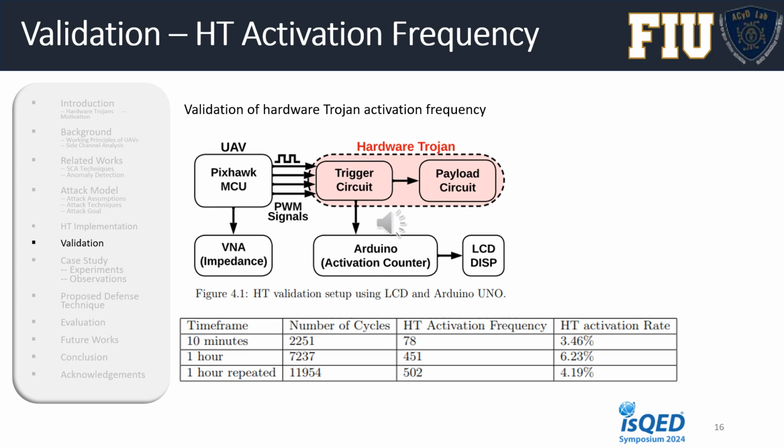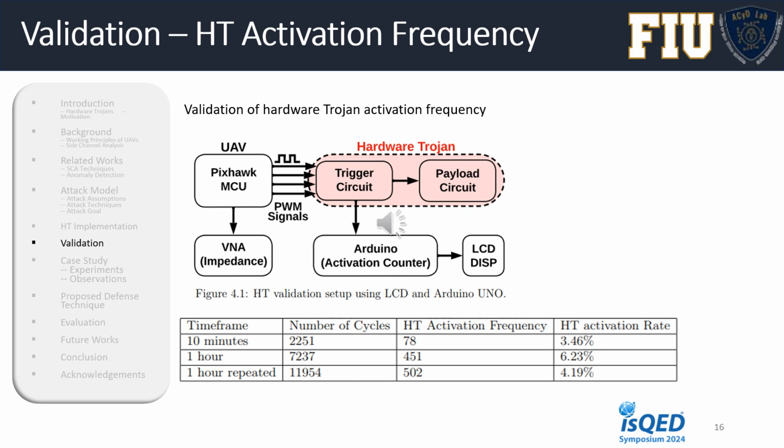So we tested this for different time frames. We tested it for 10 minutes and 1 hour, and then we repeated it again for 1 hour just to make sure that the values are correct. For 10 minutes, there was a total of 2,251 cycles, and there were 78 times in which the hardware Trojan was activated within those cycles. The activation rate is basically 3.46% of the time.